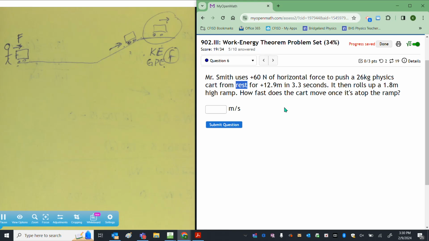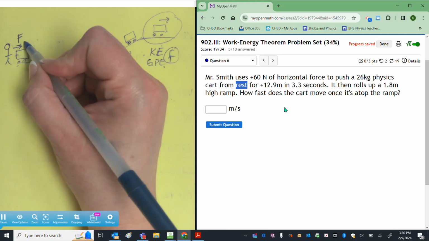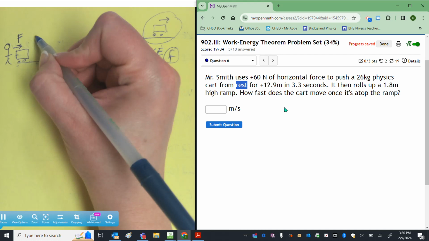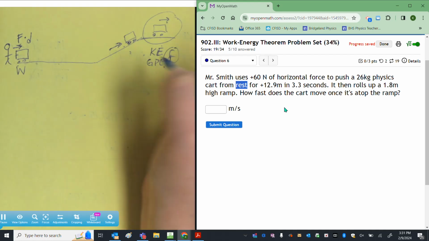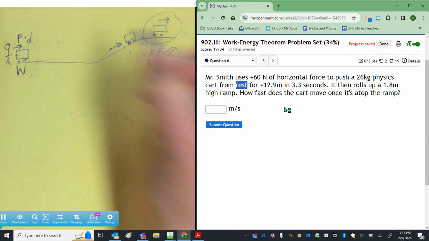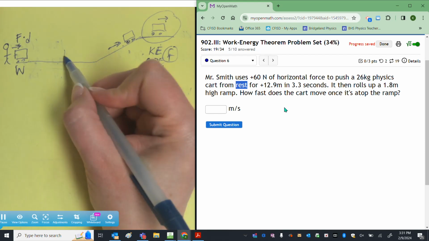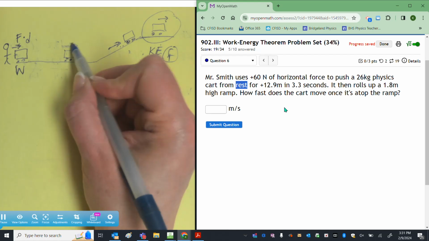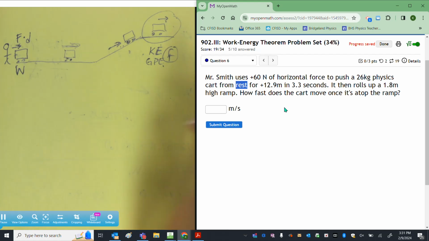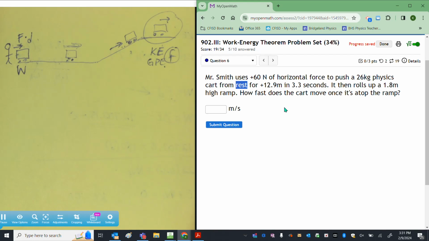And the information it gives me is about his push. He pushes it for a certain distance, which means he does work on the cart. And yes, his work makes the cart move. And yes, the cart would be moving here and any point in between. And it is going to get slower up here, but I don't care about all these intermediate points. I could solve for them if I needed to. I don't.